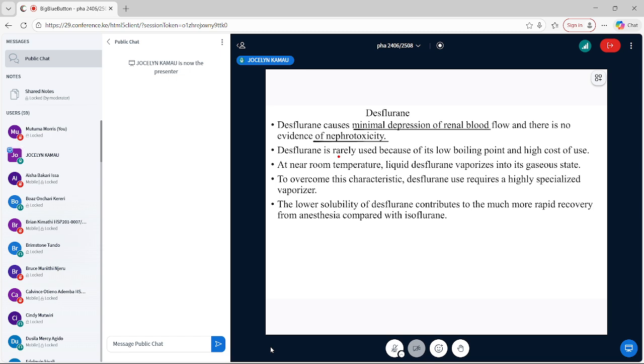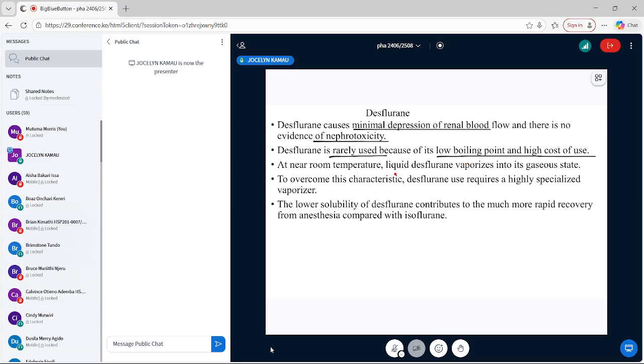Desflurane is unfortunately rarely used, although it has those advantages. It has lower toxicity, both renal and even hepatotoxicity. It's rarely used because of its low boiling point and very high cost of use. So it has a very low boiling point, and once it has a very low boiling point, it has a problem.